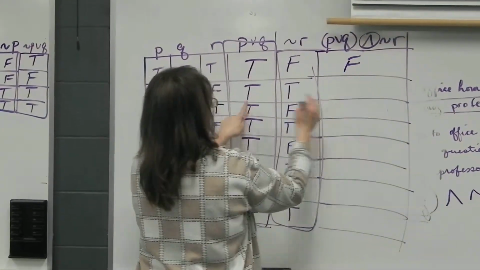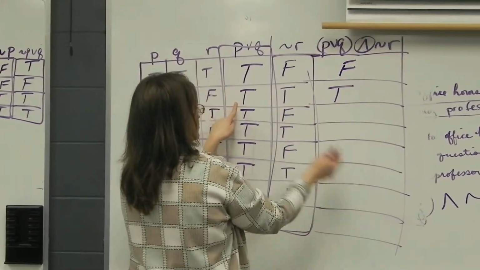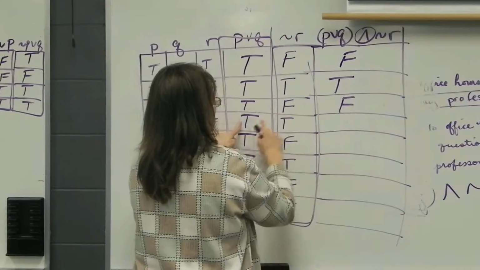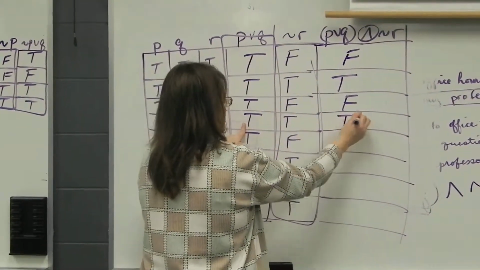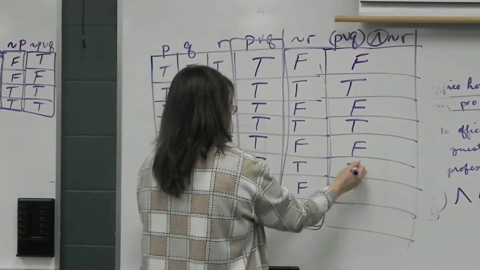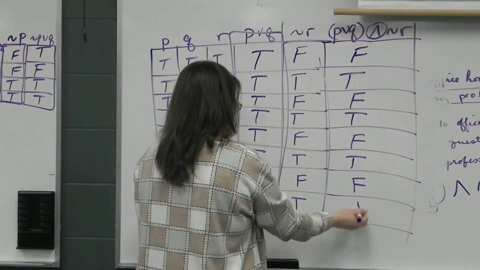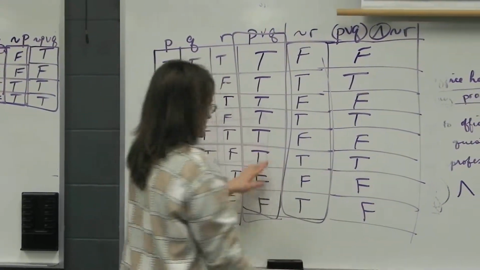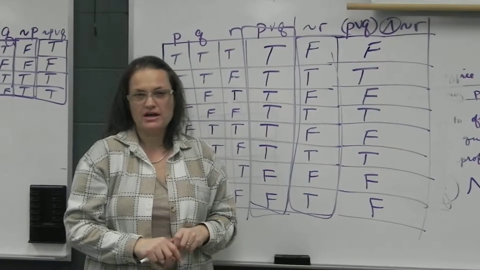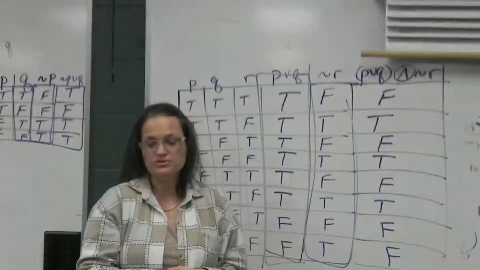So T and F, F, TT, that's true. TF, false. There's a true, true, which is true, false, true, false, and false. So they would both be true. Okay, so I'll stop it there. That concludes 3.2.